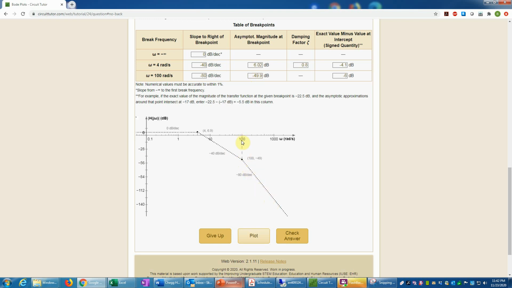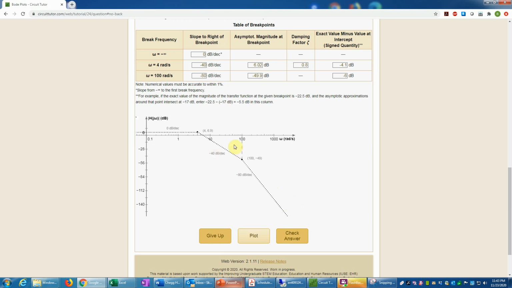So as you go up in one decade, like for example, in this case from 100 to 1000, then you should be going down by a total of 80 dB. So you can just take this value, negative 49.9, and subtract 80, and that would give you negative 129.9 dB, which is what that is there. Okay, so that's how you would plot that by hand.